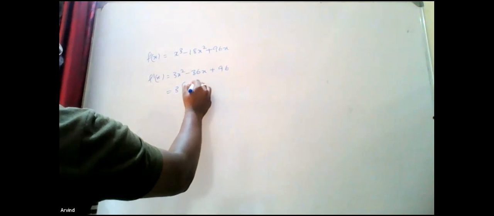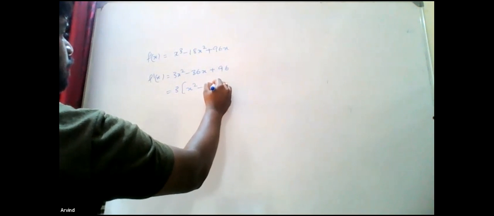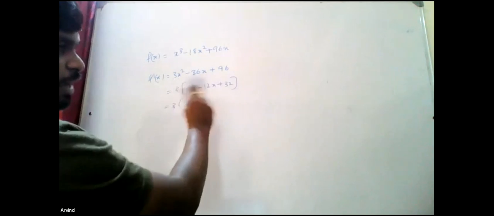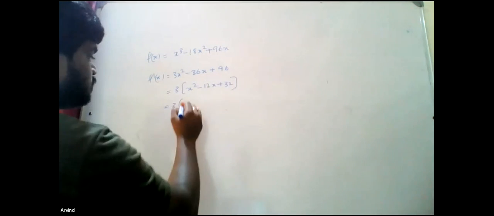So take 3 common, you get x square minus 12x plus 32. If you simplify this, you'll get 32. 8 fours are 32, so that is satisfying. So 8 and 4 under x minus 8, x minus 4. I'm just factorizing this as a step. This is f dash of x.